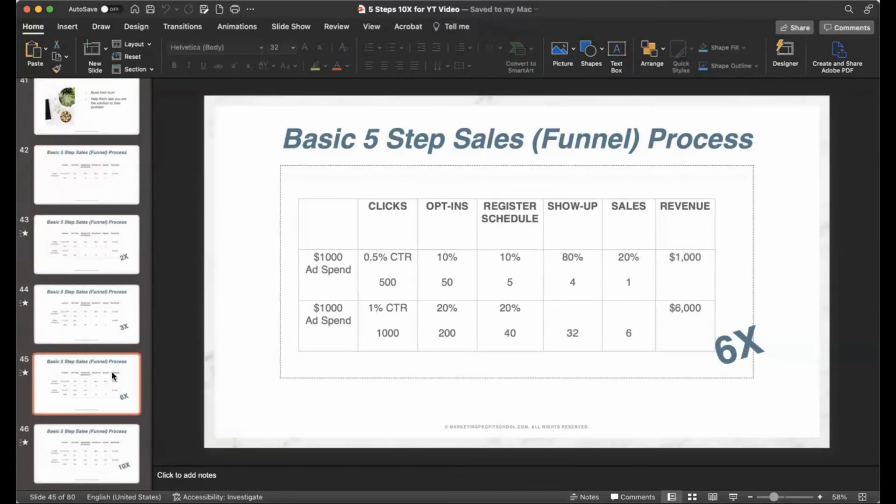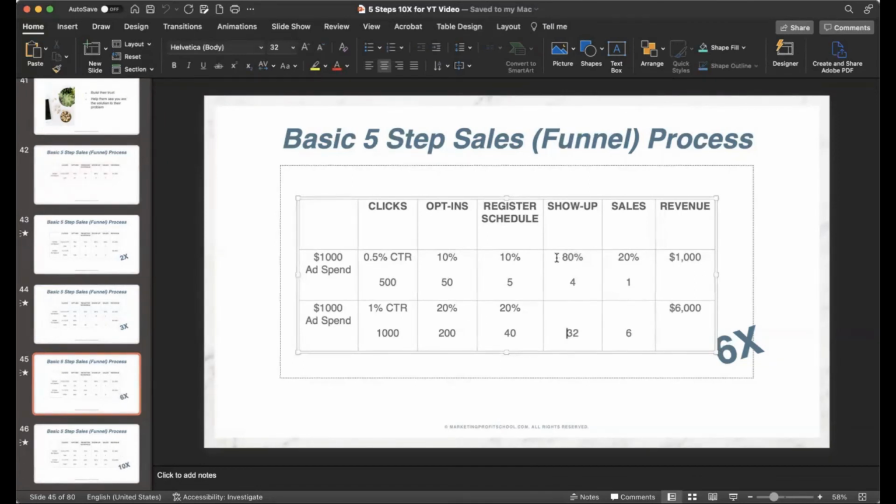All right, what's the next thing? We're gonna take that registration and get it from 10 to 20%. Now you have 40 people registering, 32 showing up. So look at the difference this makes immediately. You go from 4 people showing up to calls to 32 people. All of a sudden, you might need help doing sales calls, right?